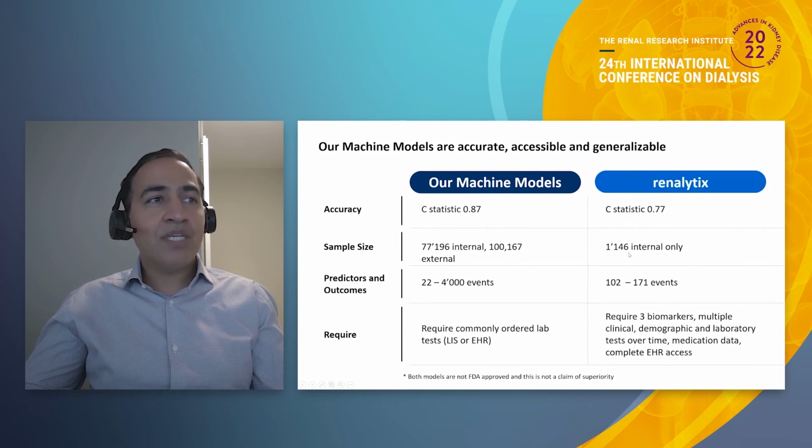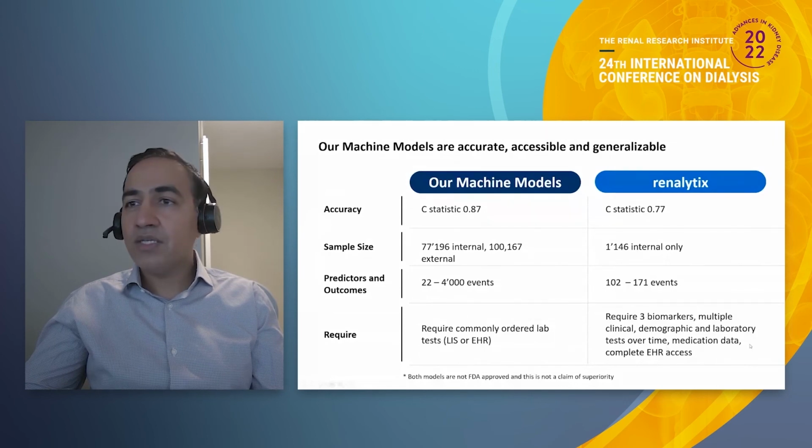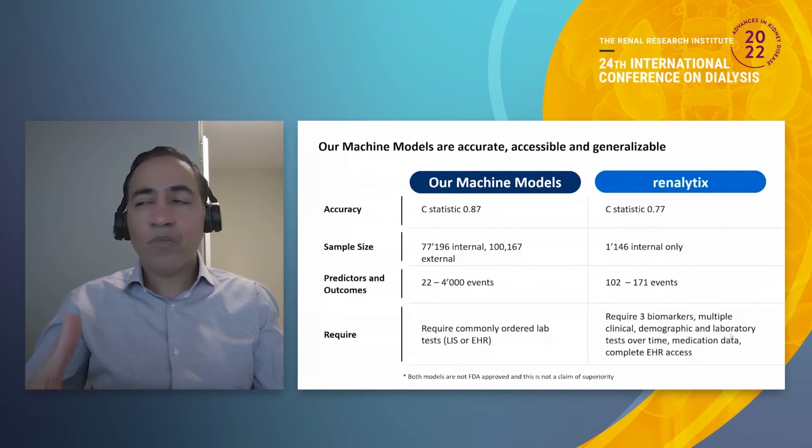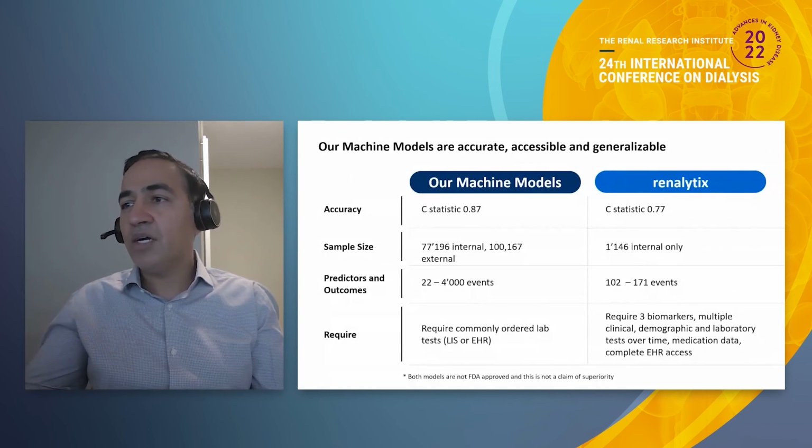Our study sample size was 177,000 people, Renalytics 1,100 people. We used 20 predictors for 4,000 events. They scanned 100 predictors to predict 171 events. And again, we only require commonly ordered lab data. They require 3 proprietary biomarkers, physical exam data, lab data, complete EHR access.